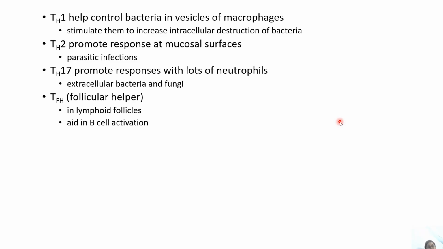Now, Th1 helps control bacteria in vesicles of macrophages, stimulating them to increase intracellular destruction of bacteria. Th2 promotes responses at mucosal surfaces and in parasitic infections. Th17 promotes responses with recruitment of neutrophils against extracellular bacteria and fungi. TFH acts in lymphoid follicles in B cell activation.